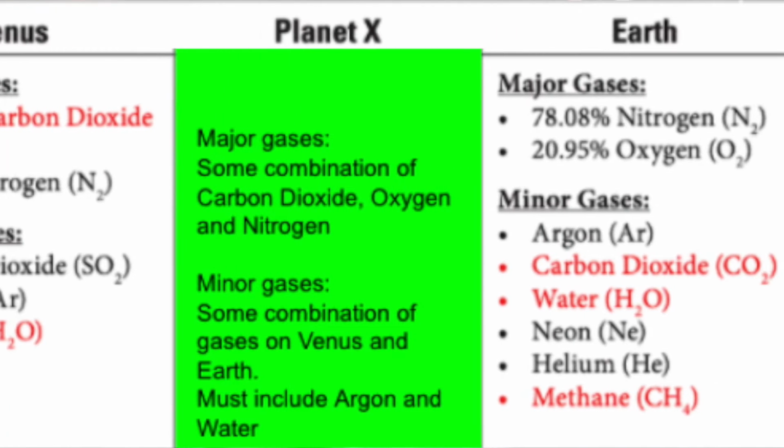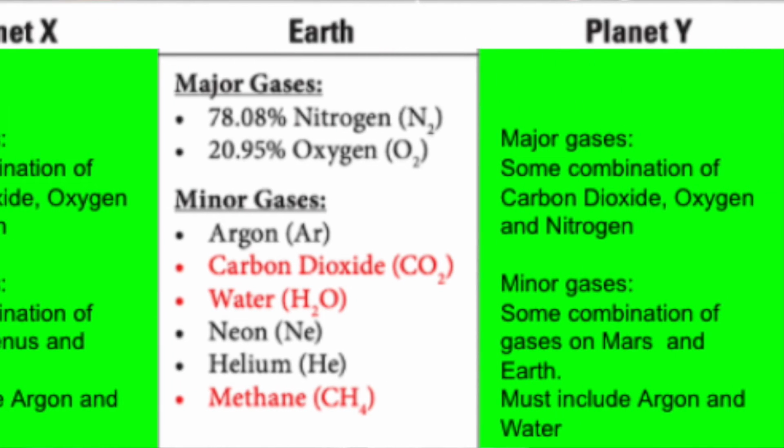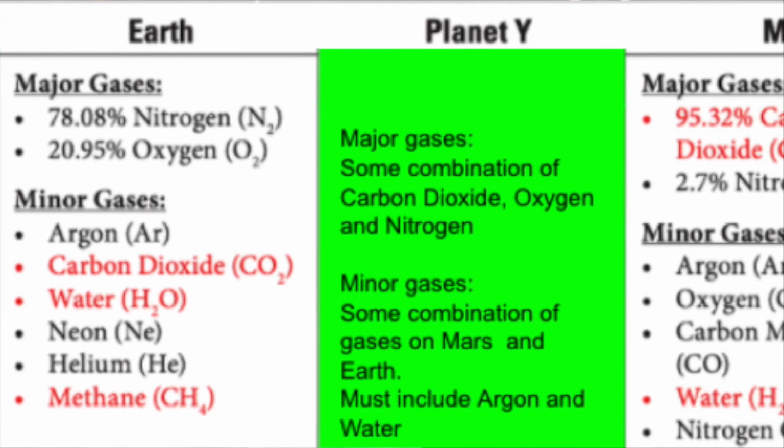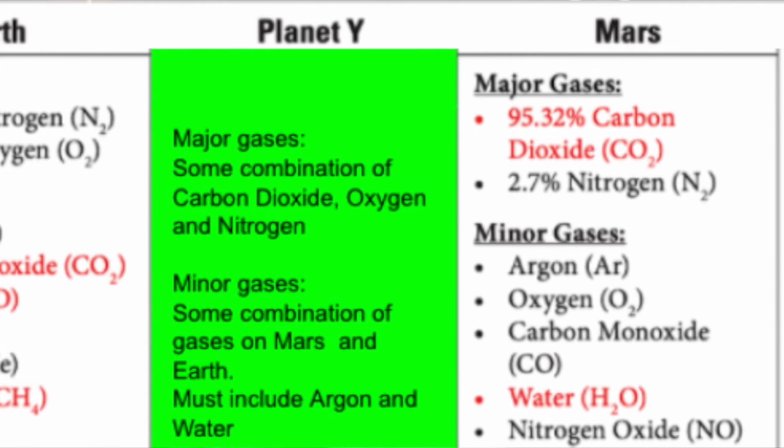For planet Y, major gases should be some combination of carbon dioxide, oxygen, and nitrogen, and the minor gases should be some combination of the gases that are on Mars and Earth, which would include at least some argon and water. Average surface temperature. For planet Y, now this is where we sum it all up.